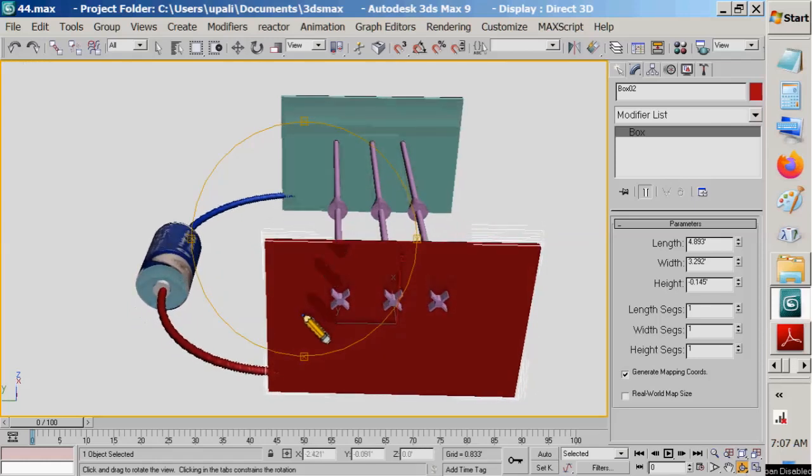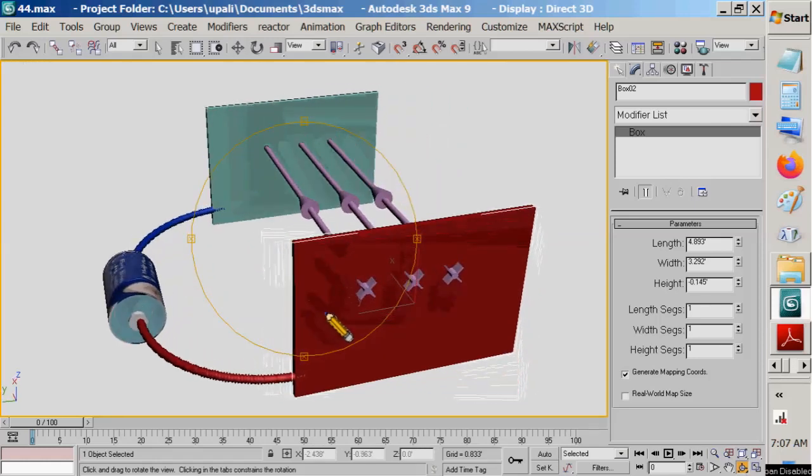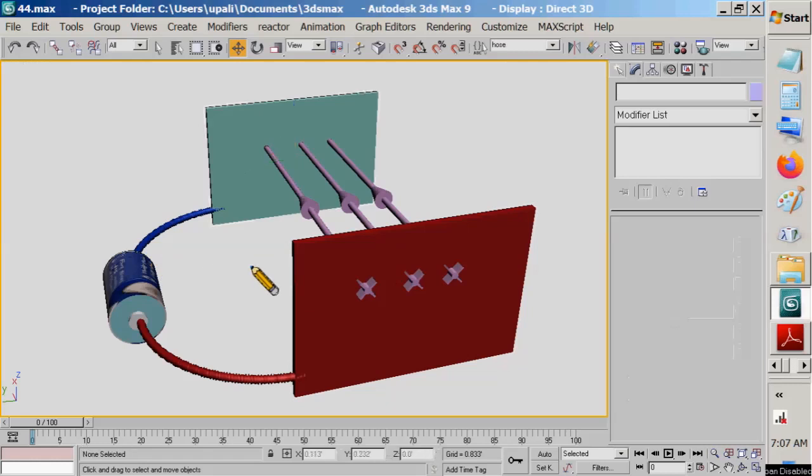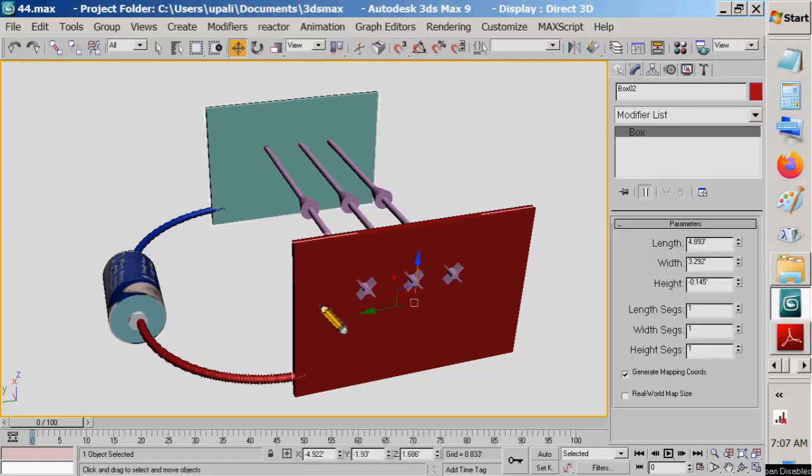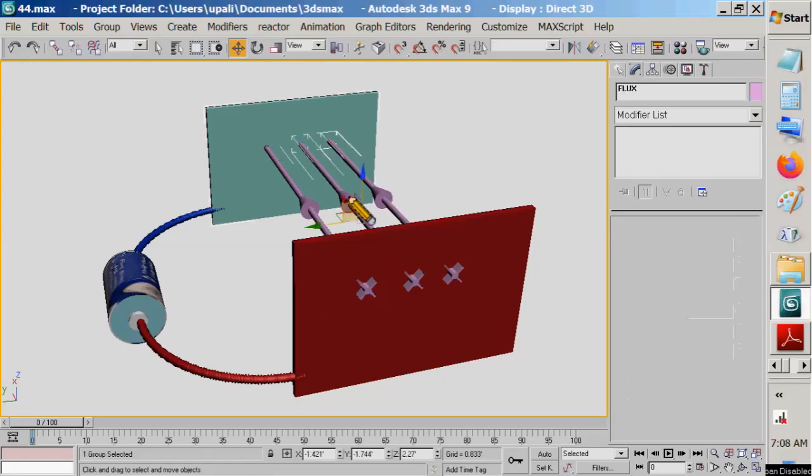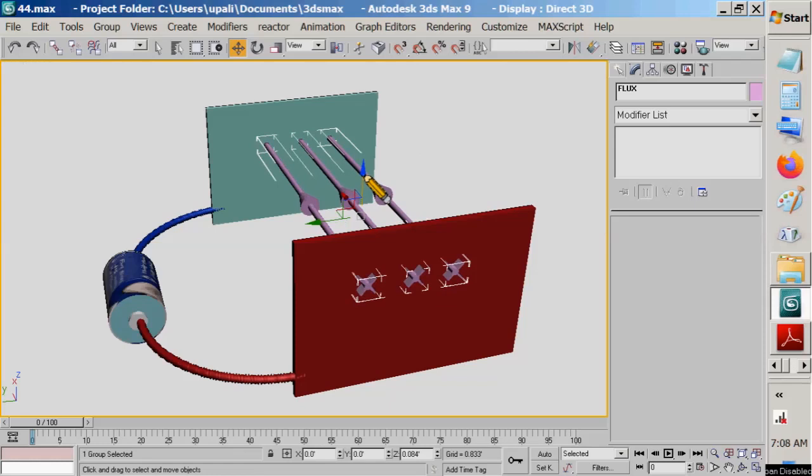Now you can see there are two plates. One plate is connected with the positive terminal of the battery. This one plate is connected with the negative terminal of the battery. So this red color plate is charged positively, this blue color plate is charged negatively. So there will be an electric field like this.